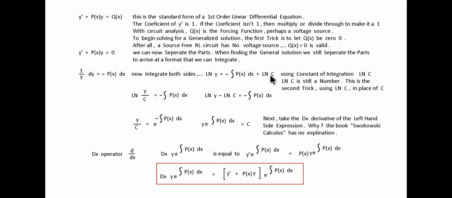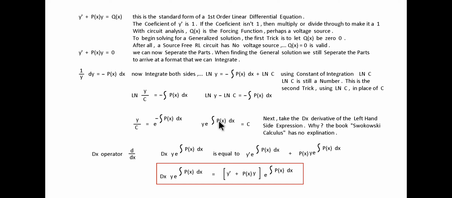The next trick here: natural log of c is a constant. Natural log of 5 is just a number. Natural log of c is still a constant, and this gives us a way to write natural log of y minus natural log of c, so we can write the natural log of y over c as an equivalent form of that. The right side is still implicit. We can raise both sides to the exponential, and we end up with this right here.